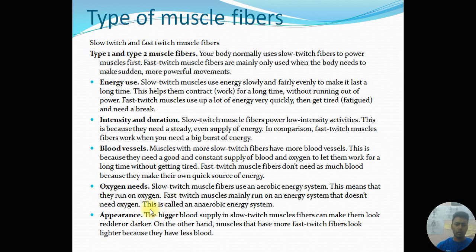On the other hand, faster muscle fibers, like fast twitch muscle, look lighter, because they don't have much blood, they don't have many blood vessels. I mean, they look a little bit lighter. If they're not dark, they will be lighter. That means this is fast twitch muscle fiber.